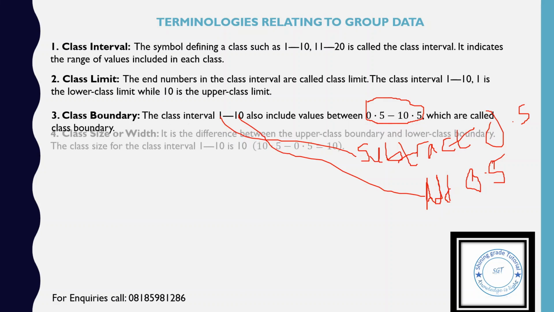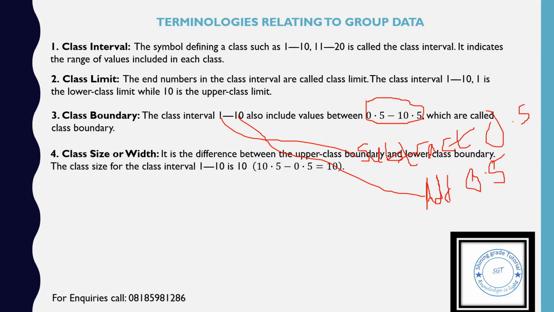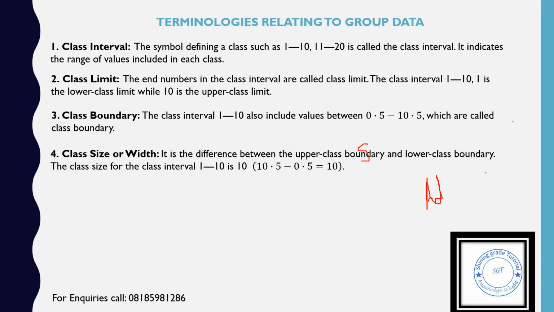Alright, the next aspect is class size, or class width. Let me erase this so you can see it clearly. Your class size is the difference between the class boundaries. It's as simple as that. So it is the difference between the upper class boundary and the lower class boundary.